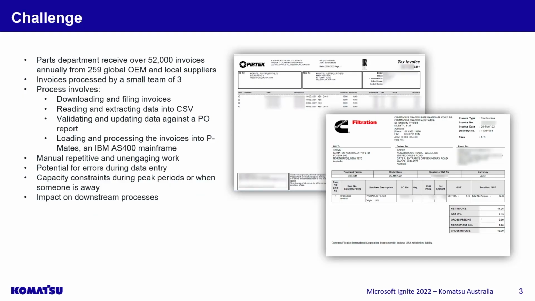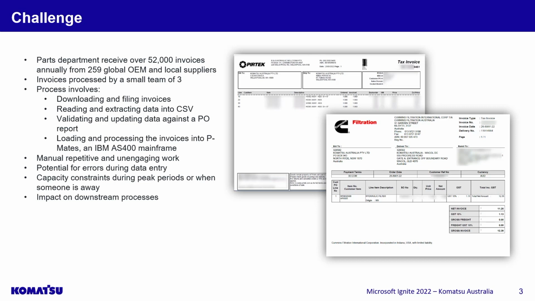Today, I want to talk about and share with you Komatsu's hyper-automation journey and how we have used AI Builder and the Power Platform to enable intelligent document processing at scale. To frame up the challenge, here at Komatsu, we receive over 52,000 parts invoices per year across 259 of our global OEMs and local suppliers right here in Australia. So whenever a customer orders a part from us and we place that order with our OEMs or suppliers, that's really where these invoices come from.